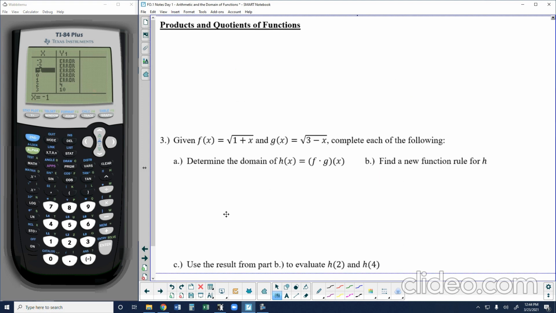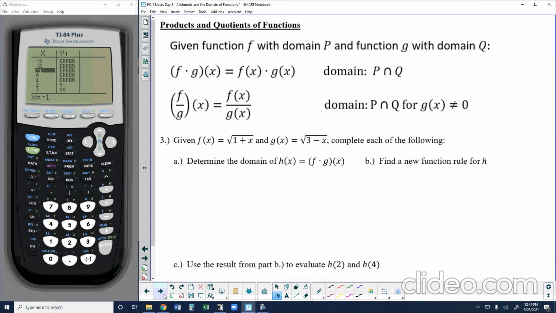Now let's go ahead and take a look at products and quotients of functions. Products and quotients of functions work very similarly. The only difference here is that with quotients of functions, we have to be careful that we do not have a 0 in the denominator. So we can still work through the domains of the functions the same way. We can still work through the creation of a new rule and the evaluation of units in the same way.